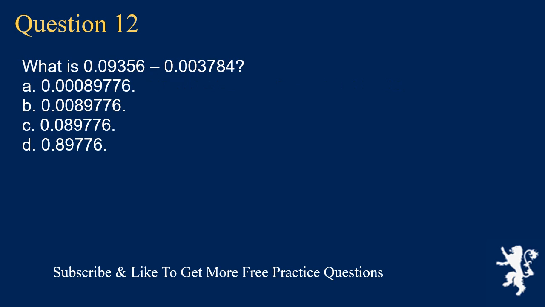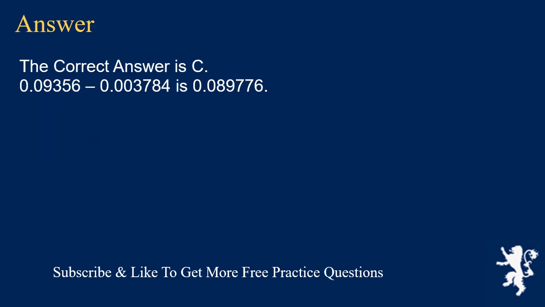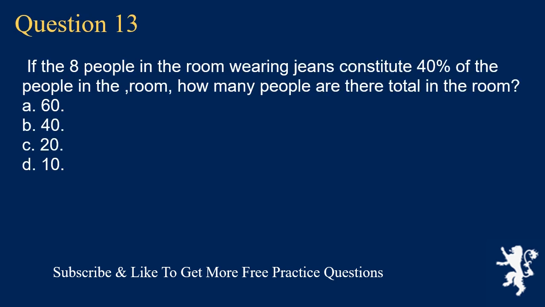Question 12. What is 0.09356 minus 0.0037844? A. 0.00089776. B. 0.0089776. C. 0.089776. D. 0.89776. The correct answer is C. 0.09356 minus 0.003784 is 0.089776.